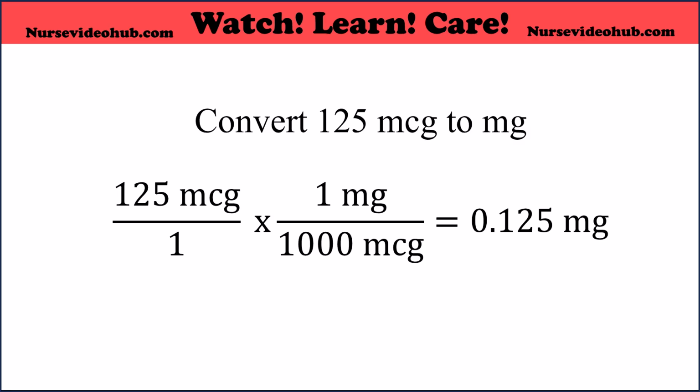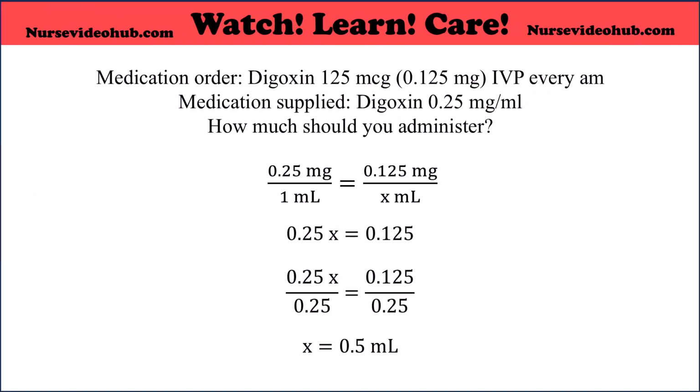You need to convert the measurement of 125 micrograms of digoxin to milligrams. Multiply the dose you have, 125 micrograms over 1, by the conversion factor of 1 milligram over 1,000 micrograms. 125 divided by 1,000 equals 0.125. The desired dose is converted to 0.125 milligrams. Now you can solve the problem. Set up your proportion. The first ratio is the medication supplied, 0.25 milligrams per 1 ml. The second ratio is the desired dose, 0.125 milligrams per x ml.